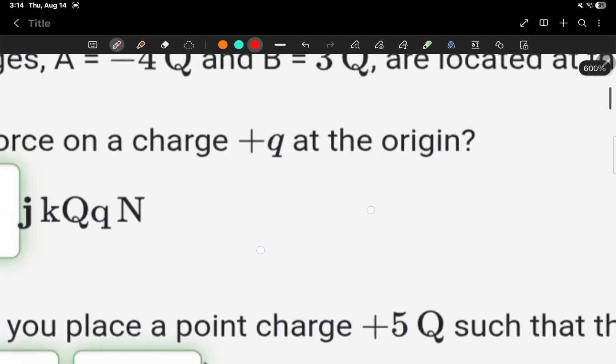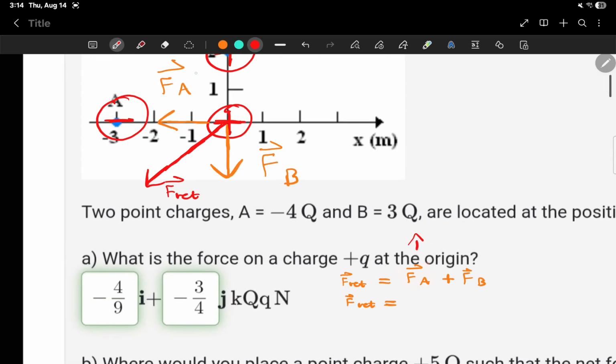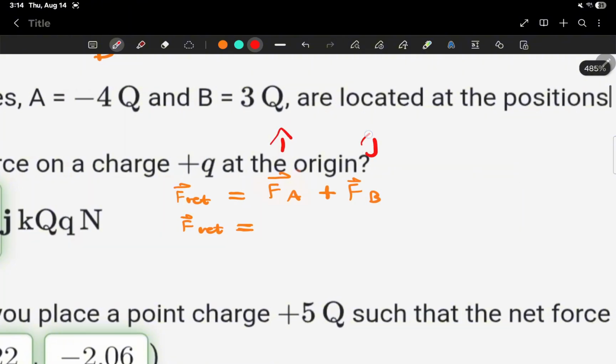So now I'll start with writing the net equation for Coulomb's law, which is going to be the force from charge A plus the force from charge B. Which will become, now the force from charge A is going to be our i hat component. The force from charge B is going to be our j hat component.